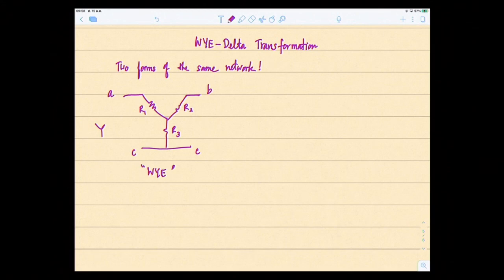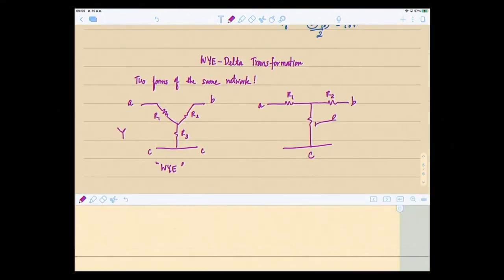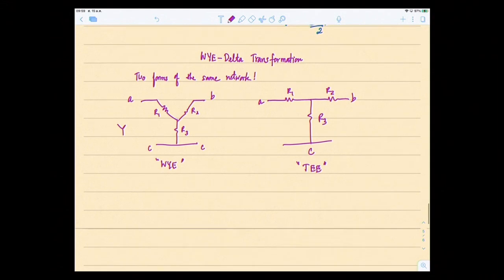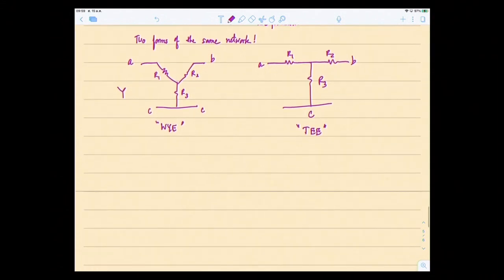Same thing if you draw it like this. So these two are the same. A, B, C, R1, R2, and R3. This is called a T configuration. Y and T are the same, and these two are the same. And another one, delta. These two are also the same.